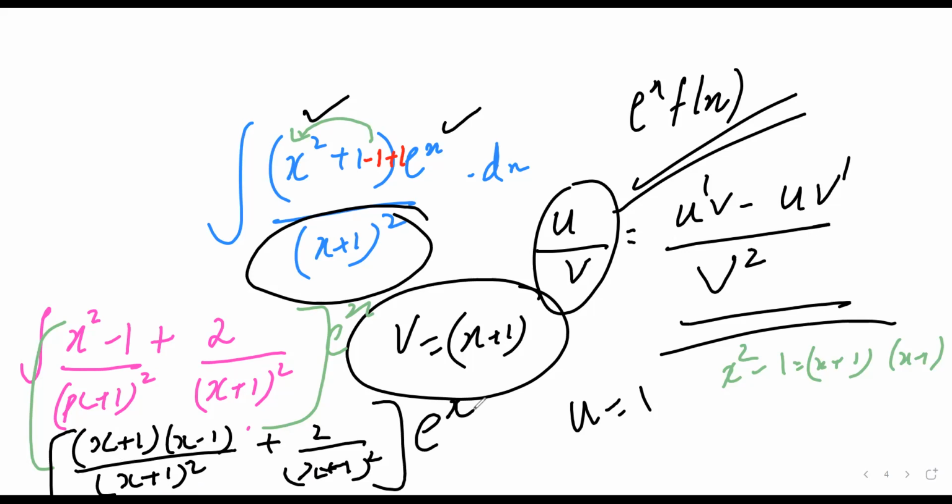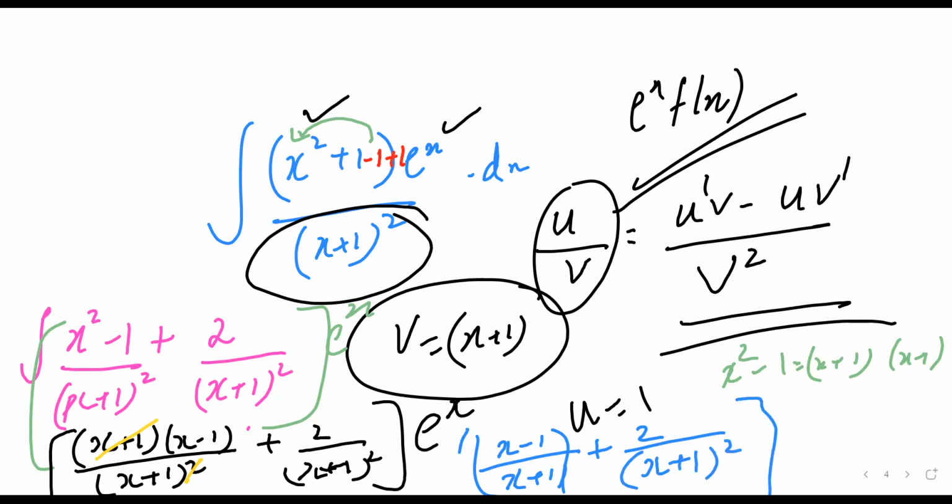Now what I'm going to do is I'm going to cancel that x plus 1 and here one x plus 1. So what term I will be getting? I'll be getting what? X minus 1 by x plus 1, correct? Plus 2 by x plus 1 the whole square into e power x.